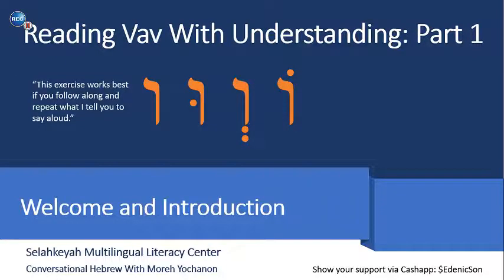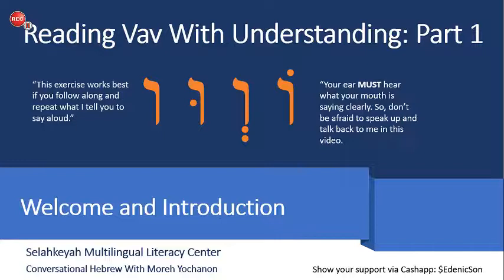I am going to be bringing you this lesson about the Vav in our series on the Hebrew Nikud so that you can understand the vowel system and also what would be required for you to be able to read Hebrew. Okay? So this exercise works best if you follow along and repeat everything that I'm going to tell you. Make sure you say it out loud.